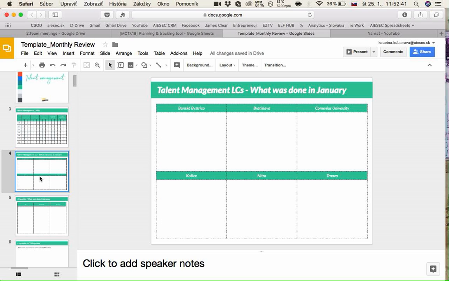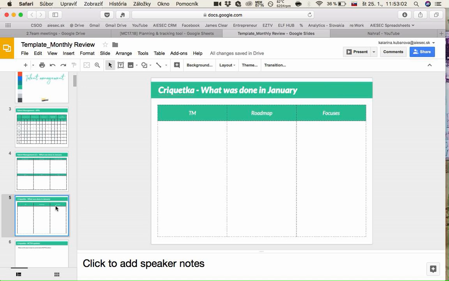Then there is the second slide, which LCPs are also filling in. This is sort of the activities that were done in the month that is being reviewed. So if I am Misho from Bistrica, I write here what were all the activities that happened in my LCs regarding talent management. And when it comes to us, I try to personalize it so you know exactly what is your role to fill.